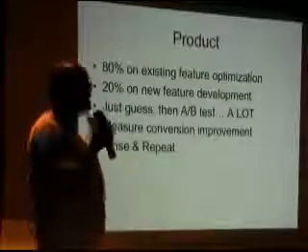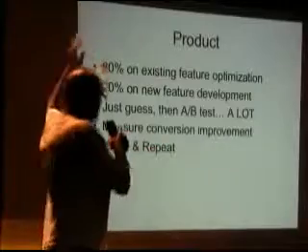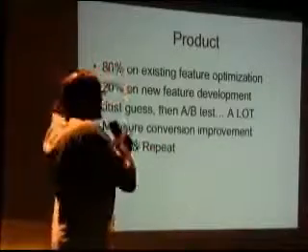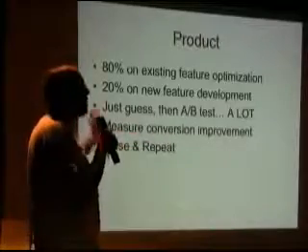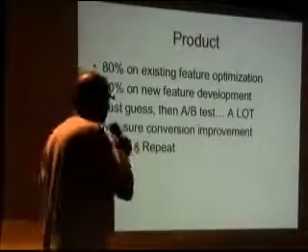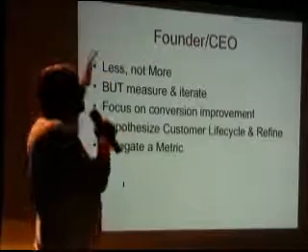If you're in product, don't just build loads of features. That's wrong. Look at your measurement, your conversion channel, your hypothetical way that people are successful. Spend 80% of your time tweaking features, 20% of your time doing new feature development. A/B test a lot, measure for conversion improvement. Rinse and repeat. If you're the founder or CEO, less, not more.